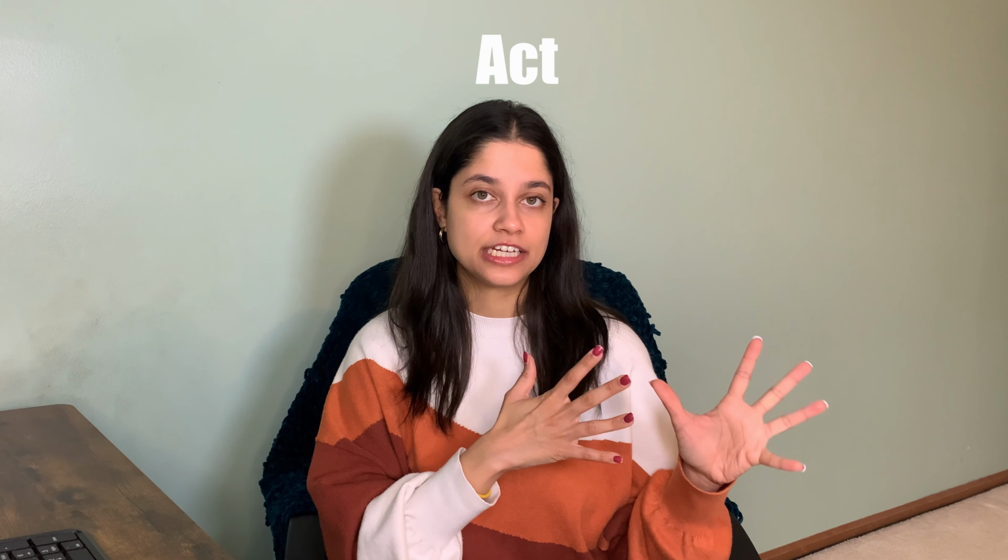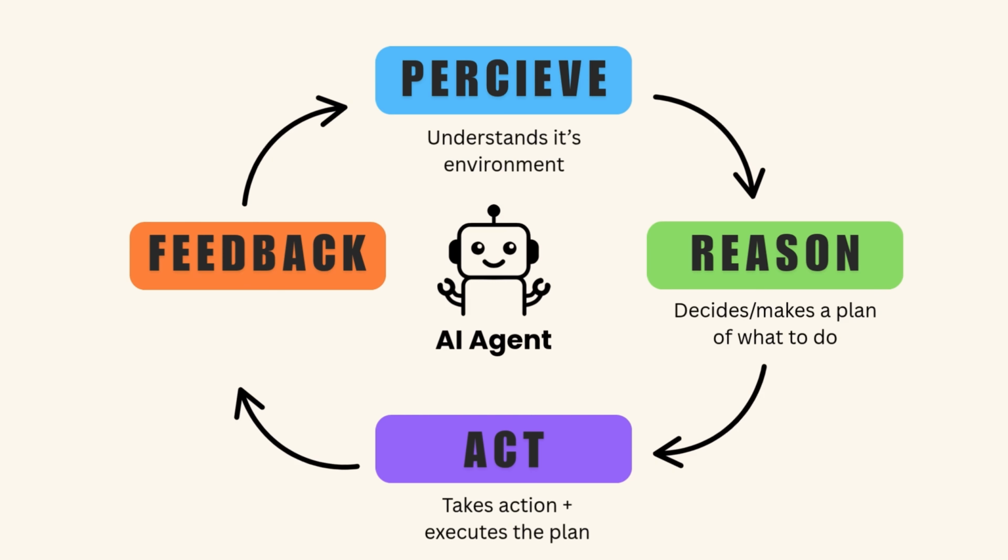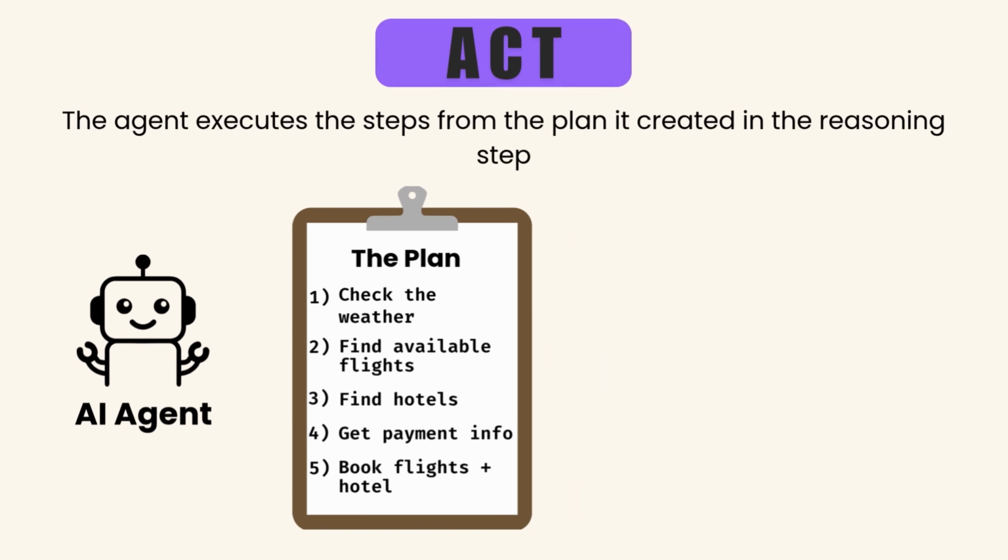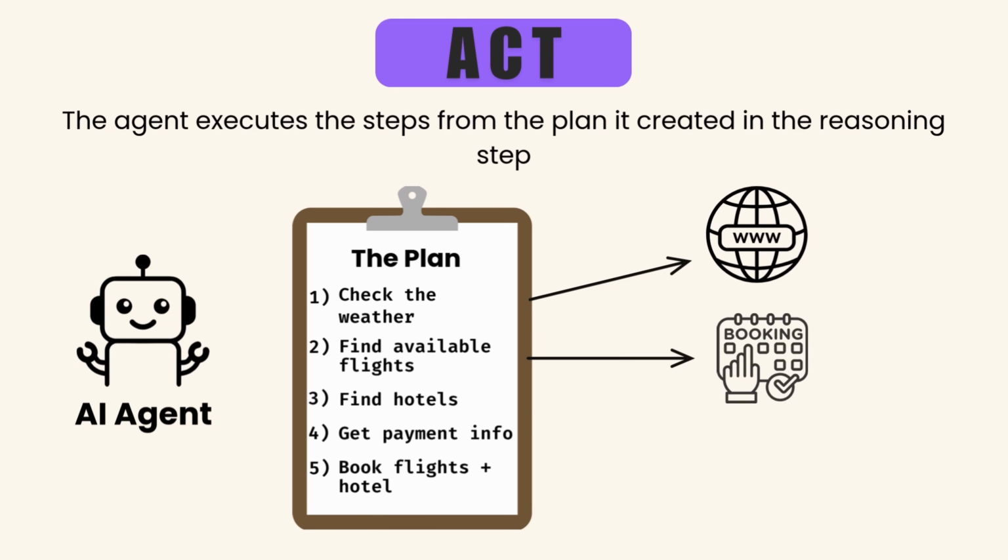The next stage is act. In the reason stage, the agent just planned out what to do. It didn't actually execute any of the plan. That's what happens in the act stage. In this step, the agent actually executes the plan. So for example, it actually goes to the internet and looks up things to do in LA. It will actually make the API calls or use whatever programming it has to go look up flights and then to actually book them. The last stage in the workflow is feedback.